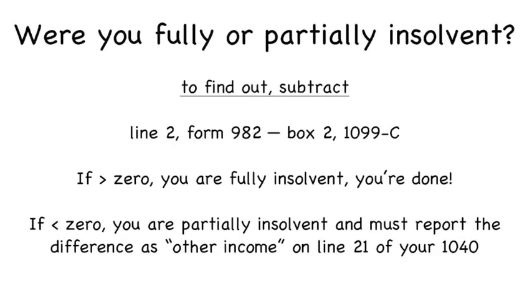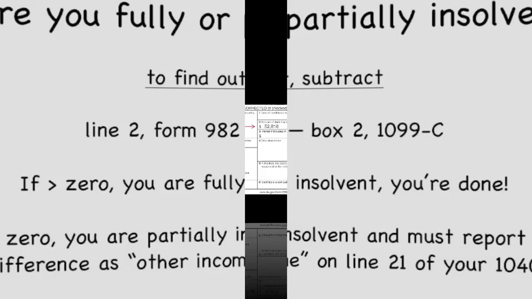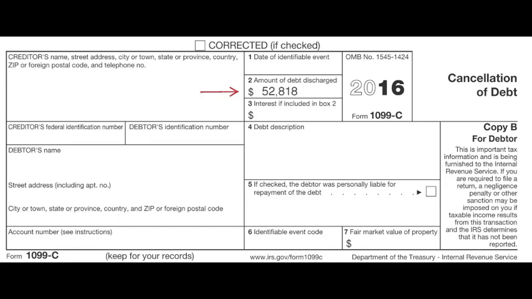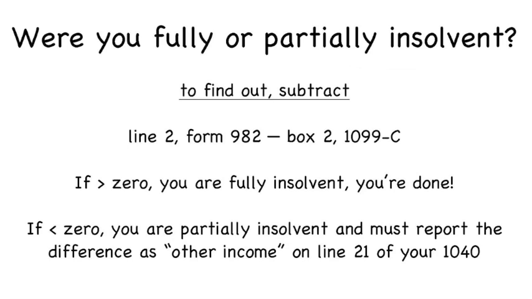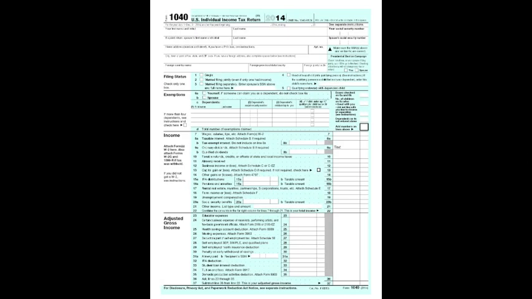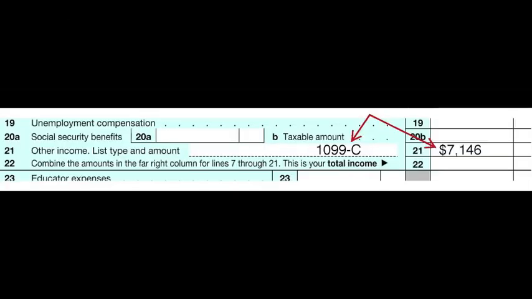Now, the last thing you need to do is to determine whether you are partially or fully insolvent. And to do this, you subtract the amount of canceled debt that was reported in box 2 of your 1099-C from the amount you just put on line 2 of Form 982. If the result is greater than 0, you are fully insolvent. But if the amount is less than 0, you are partially insolvent, and you have to report the difference as other income on line 21 of your 1040 tax return and write 1099-C as the type of income to the left.